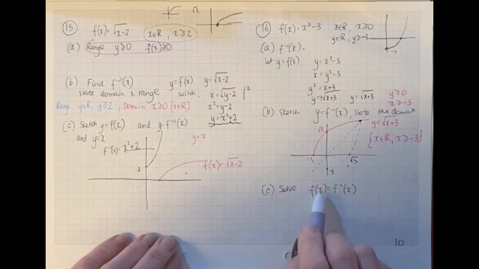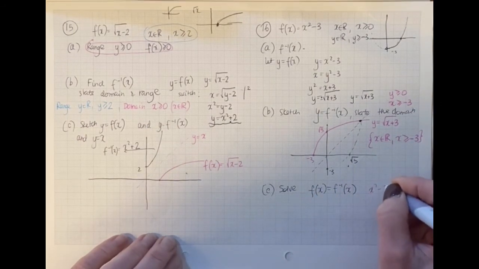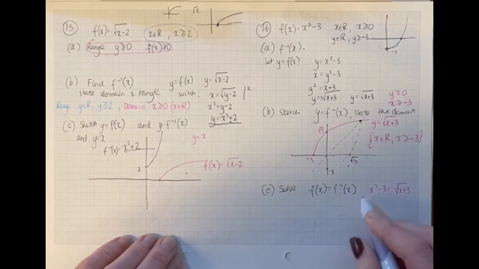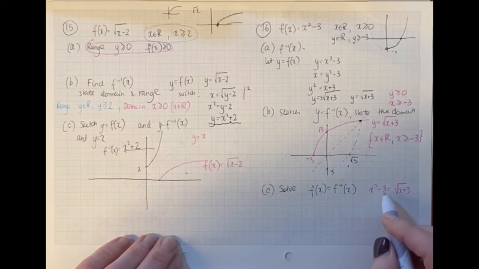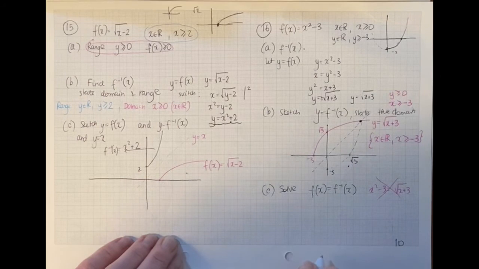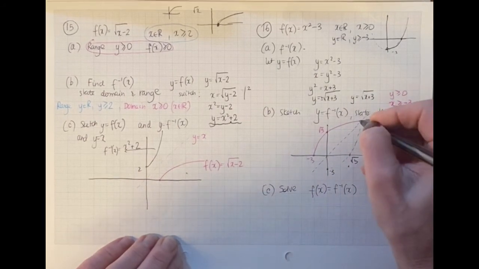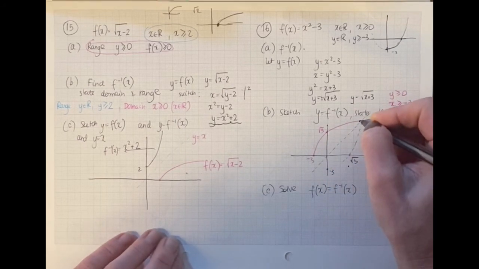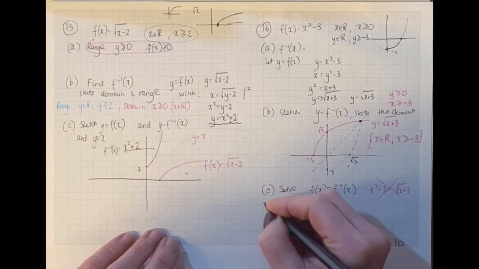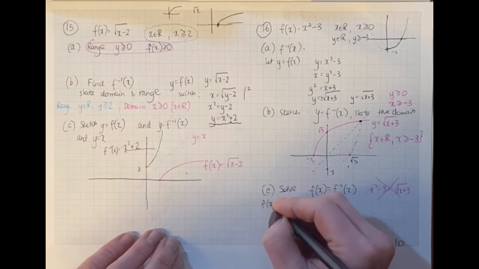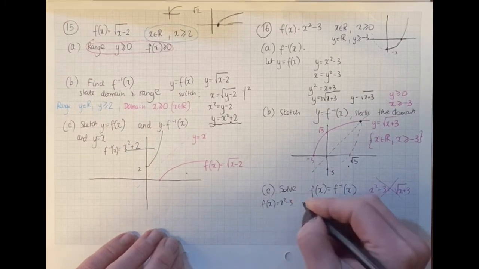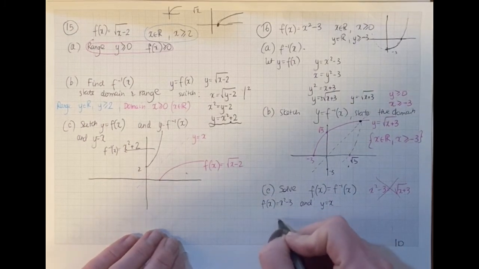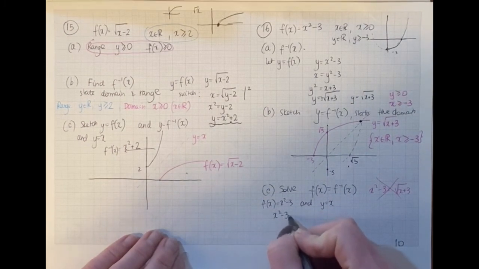So rather than trying to solve x squared minus 3 equals square root of x plus 3, where you would have to undo the squaring and get a quadratic to solve, which is not a good idea, a better idea is to just find the point of intersection of one of the functions with y equals x. So I'm going to find the intersections of f of x equals x squared minus 3 and y equals x. So replace your f of x with x, and we are going to solve this equation.